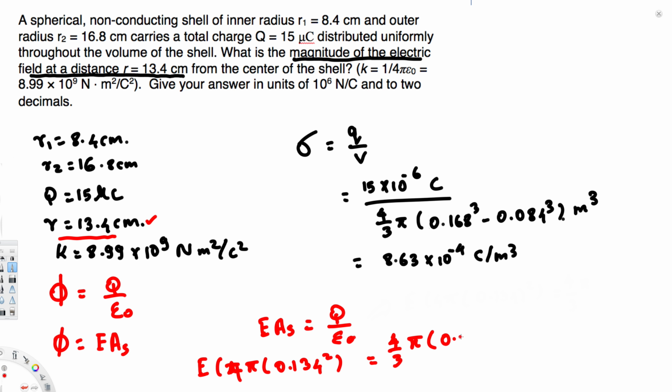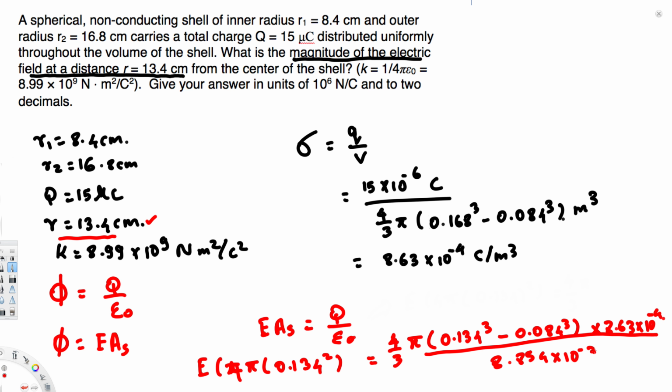But in meter that's going to be 0.134 cube minus the inner radius, which is the same, 0.084 cube, and then we have to multiply this one by the charge density to get the charge. So the charge density we found out is 8.63 times 10 to the power of minus 4, and then finally we have to divide this one by epsilon naught, and the epsilon naught value is 8.854 times 10 to the power of minus 12, and that's it. Now let's continue this one right here.